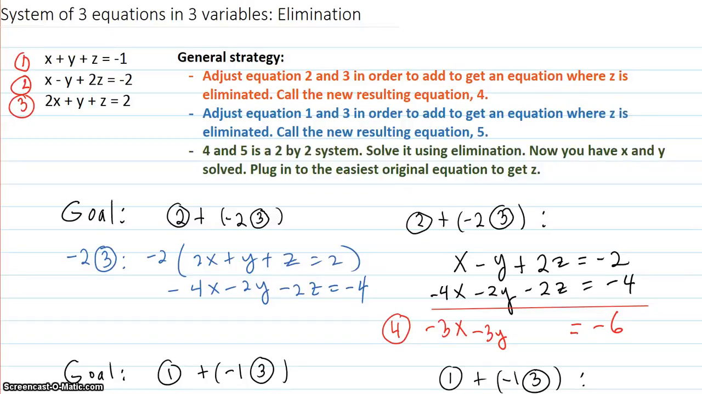System of 3 equations in 3 variables. We're going to solve it by elimination. So here's our system, our example. We follow our general strategy.